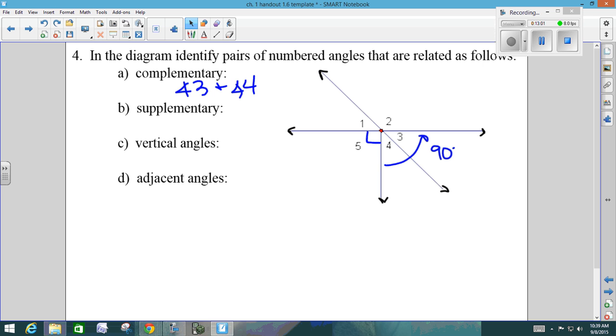Okay, for part B, I have to find a pair of supplementary angles. Jacob? 1 and 2, why would you say that angle 1 plus angle 2 equals 180? Good, because it makes a straight line.